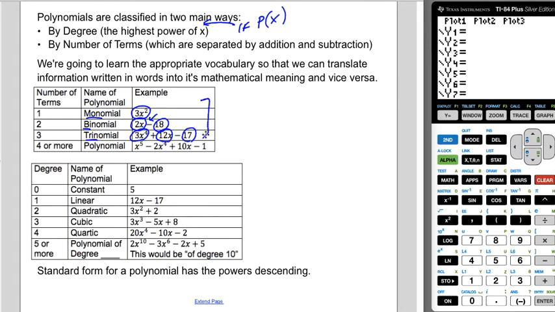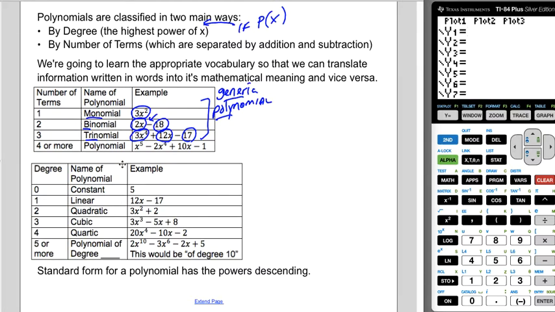To be clear, all three of these are also called polynomials. Even monomial, which might seem a little counterintuitive because poly means many and mono means one. But these are all polynomials, so the generic term is polynomial, but the specific term based on the number of terms would be monomial, binomial, or trinomial.